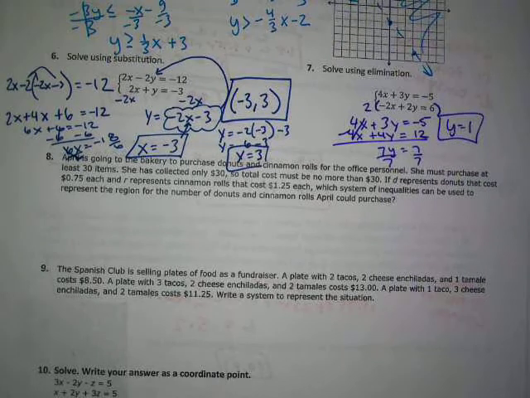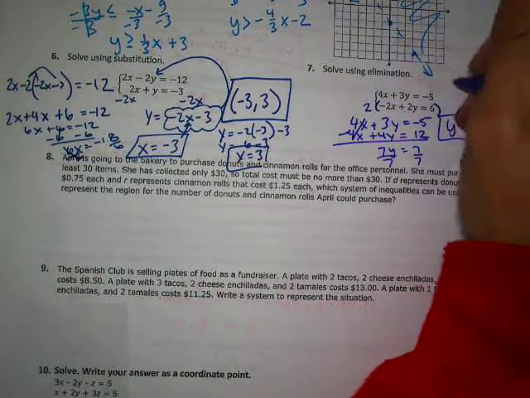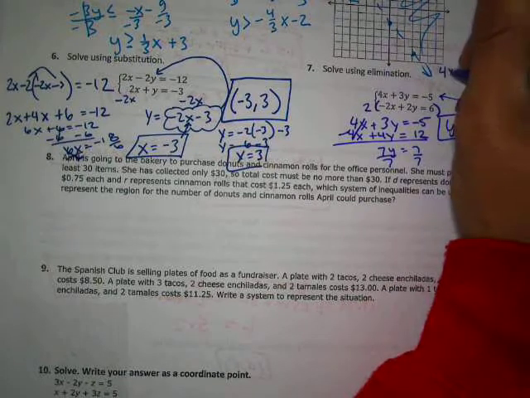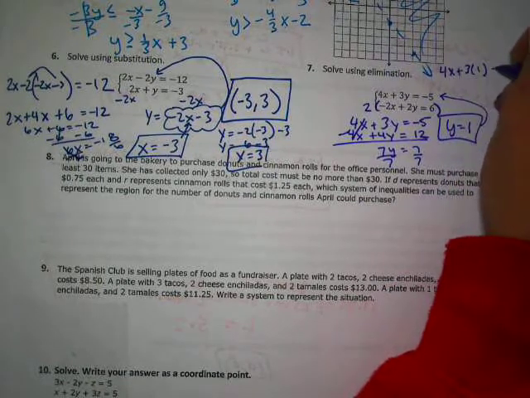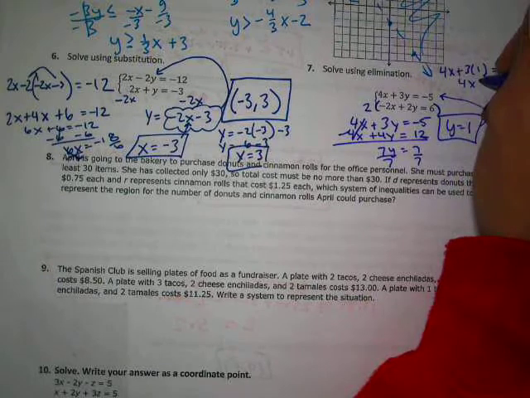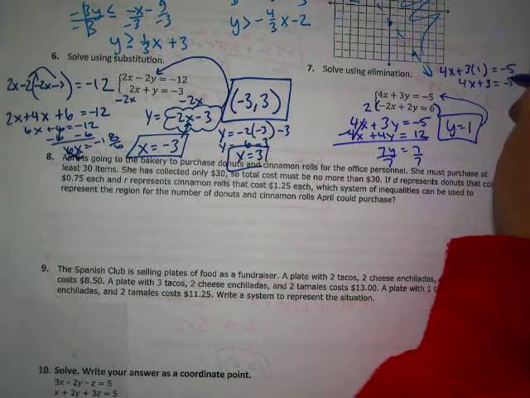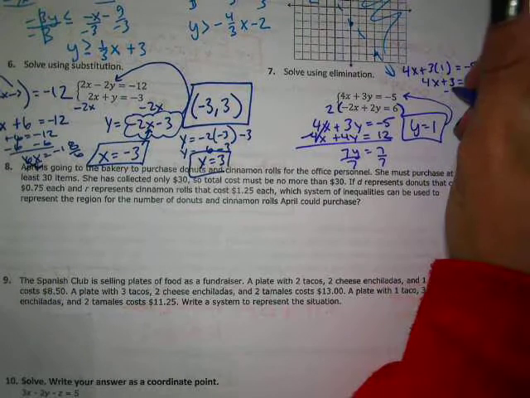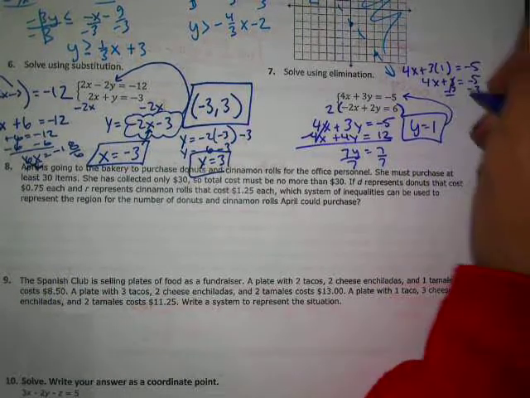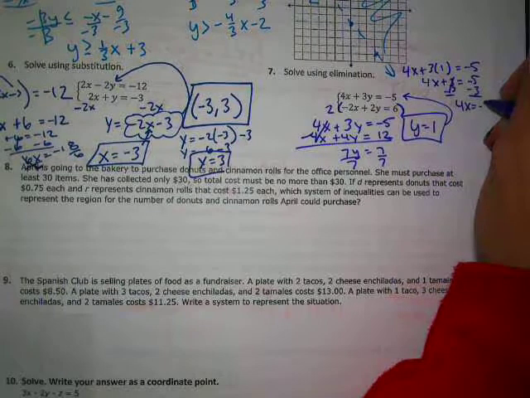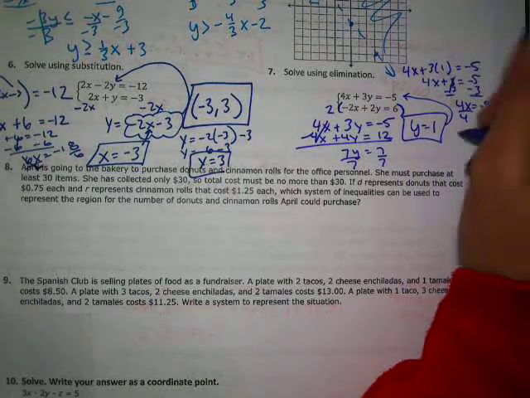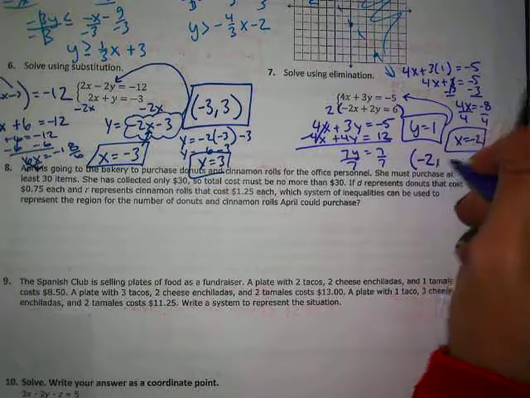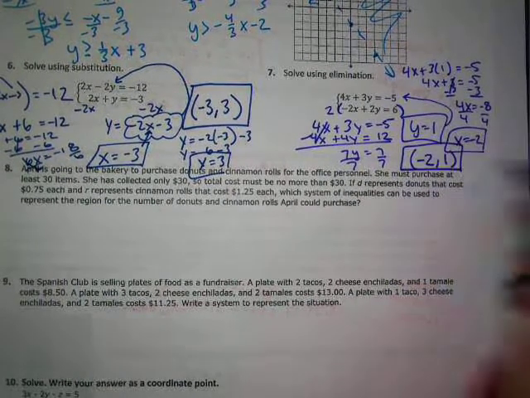And then once you get your y, plug it back in, and you can plug it into either one. I'll just do the top one. So 4x plus 3 times 1 equals negative 5. 4x plus 3 equals negative 5. Minus 3. 4x equals negative 8. Divide by 4, divide by 4. X is negative 2. So coordinate point, negative 2, 1.